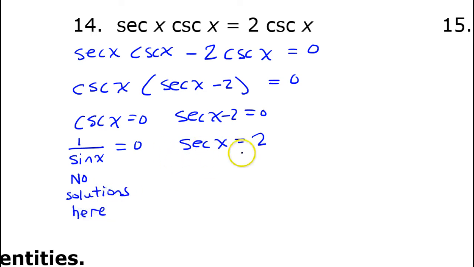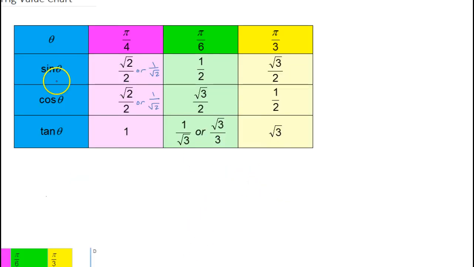Okay, so I have to focus on the right hand side. I can take the reciprocal of both of these. So the reciprocal of secant is going to be cosine. So I'll have cosine x, and the reciprocal of 2 is 1/2. So now I've taken the reciprocal of both sides. So the reference angle here is pi over 3. All right, I know that the cosine of pi over 3 is 1/2.